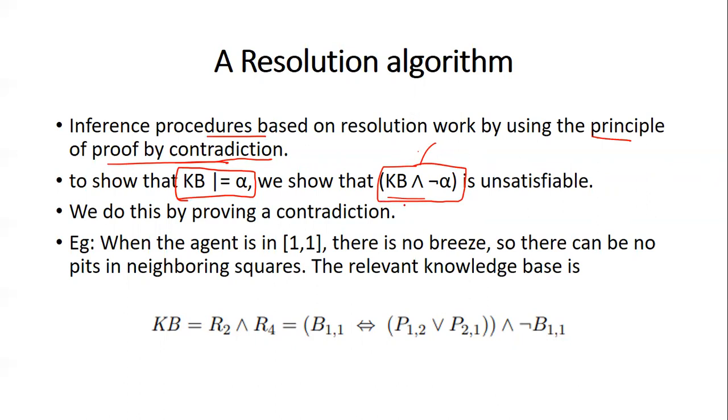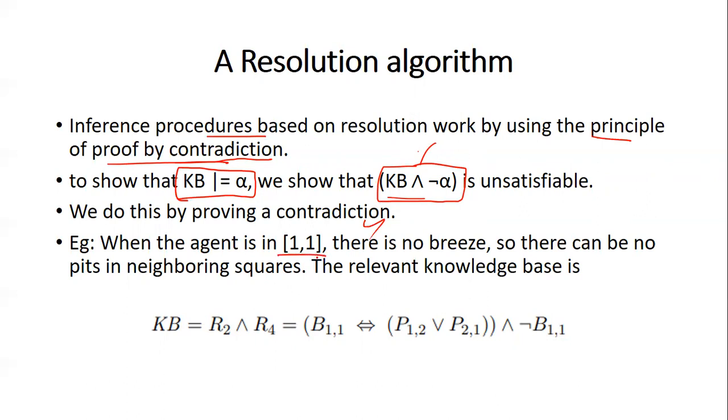Because KB and alpha is satisfiable, KB and not alpha is unsatisfiable. By that we will prove. So this is called proof by contradiction. So let us take one example.